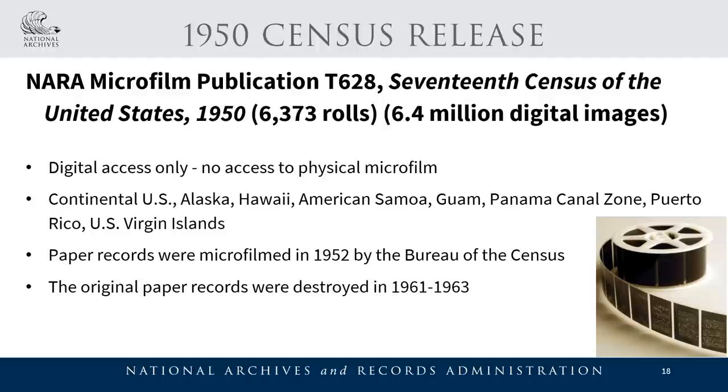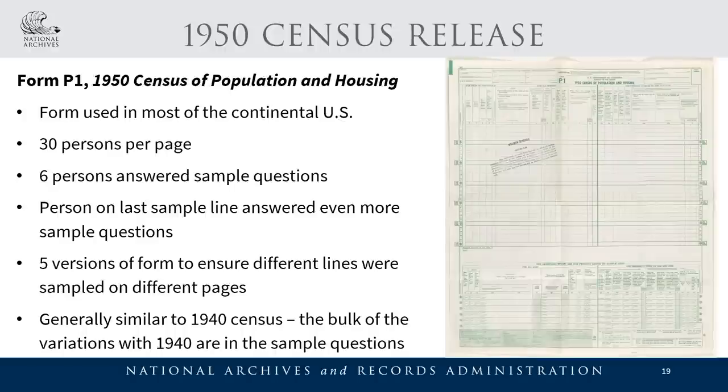The paper census records were microfilmed in 1952 by the Bureau of the Census, and then the Census Bureau destroyed the original paper records in 1961 to 1963. I show an example of a microfilm roll at the side because I realize that many people have never seen microfilm. The Form P1, 1950 Census of Population and Housing, was the form used in most of the United States.